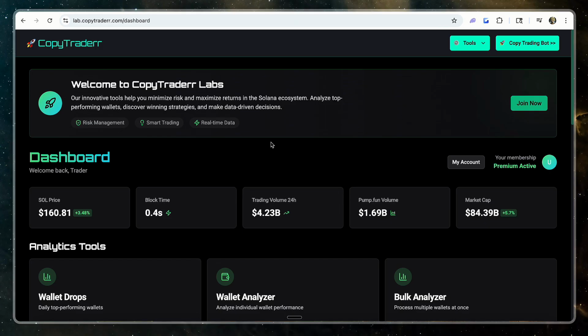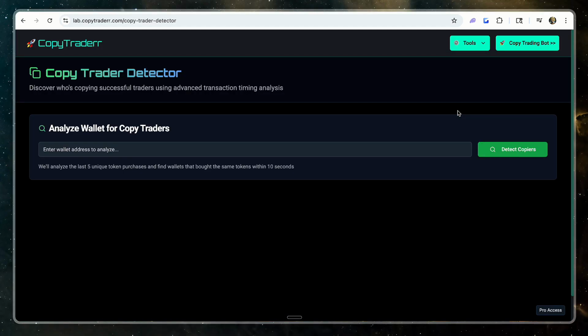Today I want to introduce you to another tool, the CopyTrader detector. The CopyTrader detector will allow you to take any wallet address and it will analyze the last 5 unique tokens that wallet bought. It will then search to see if anyone bought all of those tokens or a portion of those tokens within 10 seconds of our target wallet. If they did, this is a clear indication that they are copy trading this wallet.